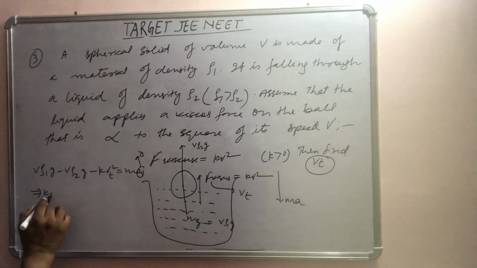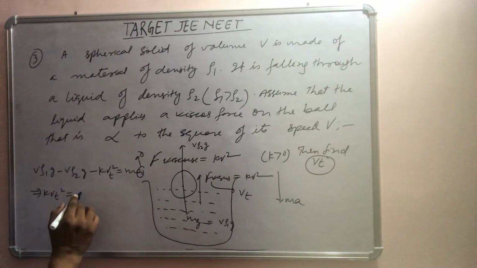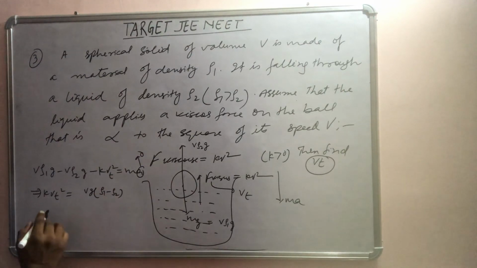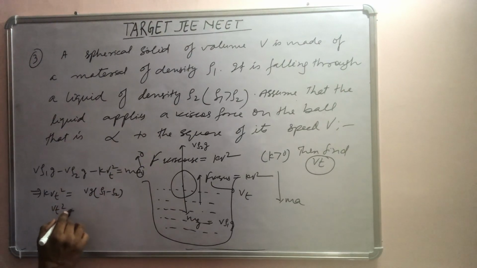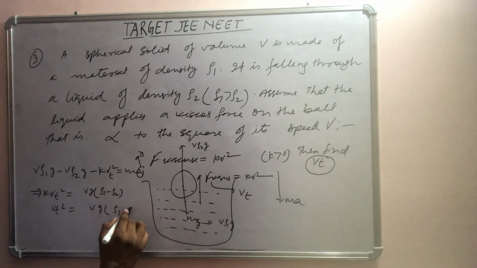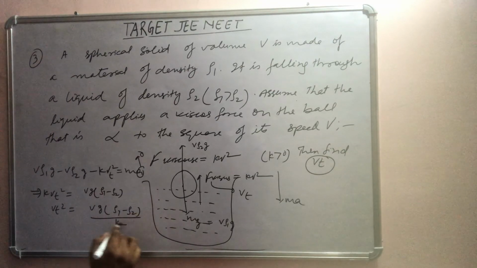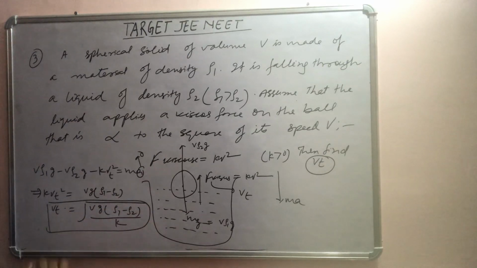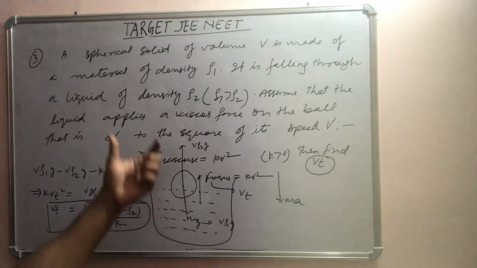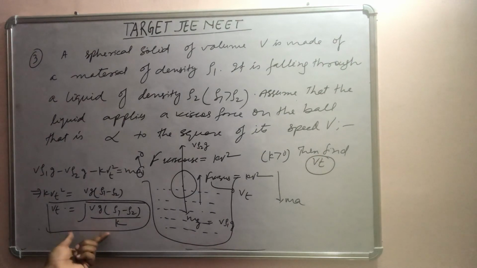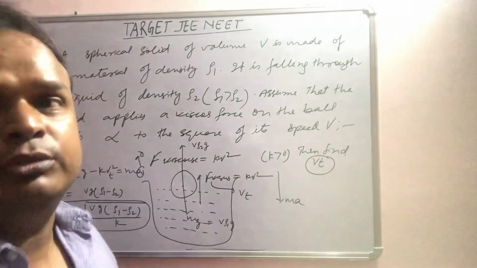This implies that k vt square is equal to V g (ρ1 minus ρ2). So vt square is equal to V g (ρ1 minus ρ2) by k. So vt is equal to the square root of this. So the terminal velocity is this. If you have understood the question, just apply the concept, and this is your terminal velocity.